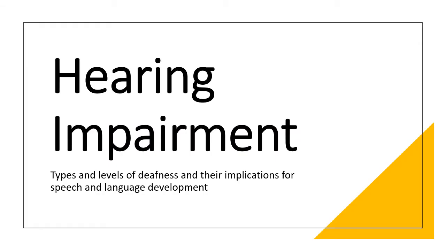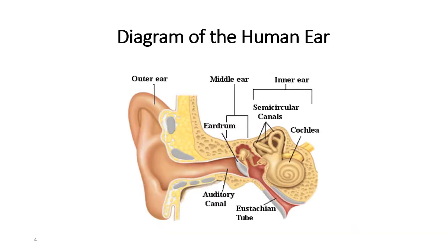What is hearing impairment? Types and levels of deafness and their implications for speech and language development. To understand why your child has a hearing difficulty, you need to understand what an ear looks like, including the parts inside the head which we don't usually see. The outer ear is the part that we can see and touch.